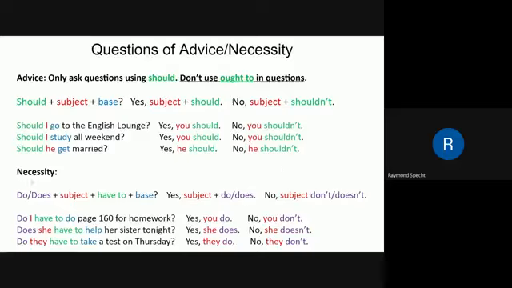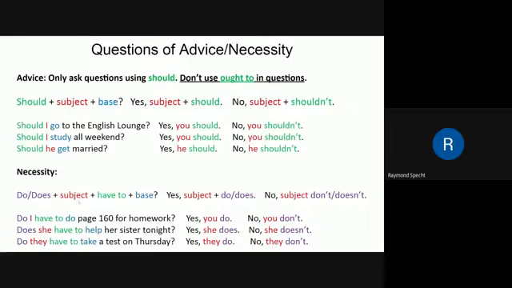Necessity. Again, let's look at our formulas here. This is important. How are we writing questions and how are we formulating our answers? Do or does plus subject plus have to plus base verb. Now, when do I use do? When do I use does?